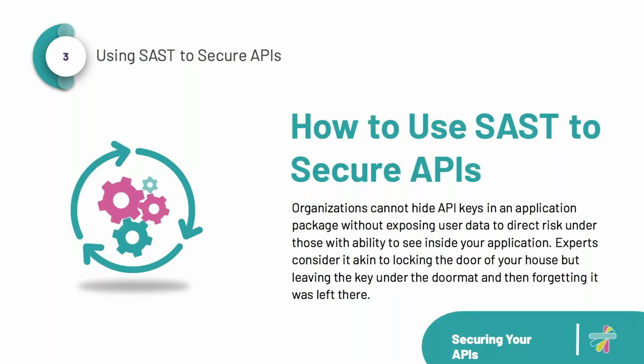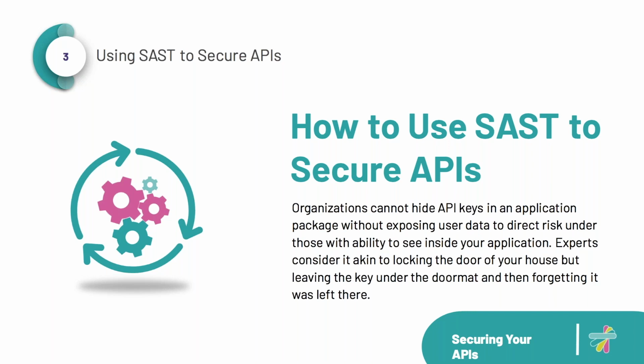One thing that is blatantly clear from the aforementioned attacks is that security by obscurity is simply not enough. Organizations can't hide API keys in an application package without exposing user data to direct risk from those with the ability to see inside of your application. Experts consider it akin to locking the door of your house, but leaving the key under the doormat and then forgetting that it was there. Application developers have to anticipate that sensitive API keys and tokens will be exposed during an application's lifecycle, and thus need to have robust, repeatable mechanisms in place for revoking and recycling exposed credentials.